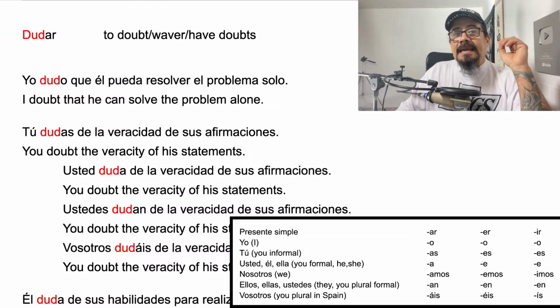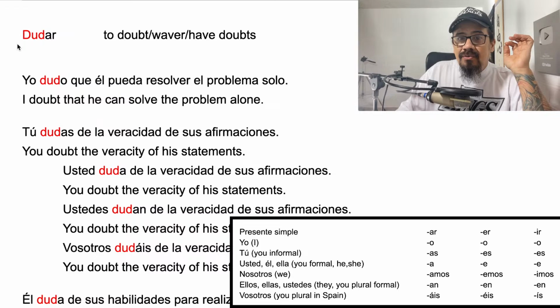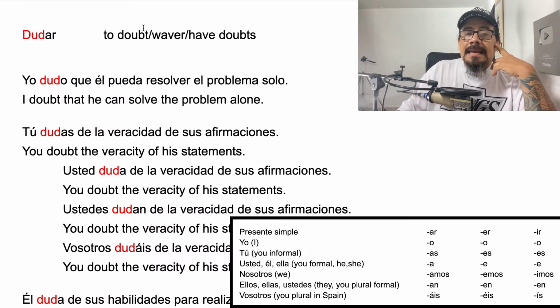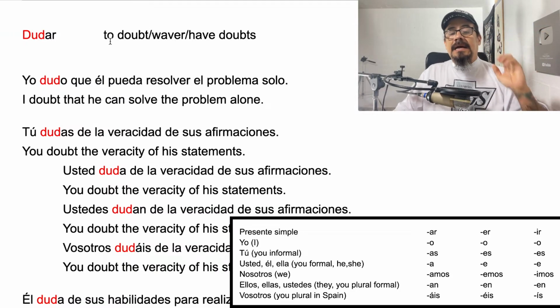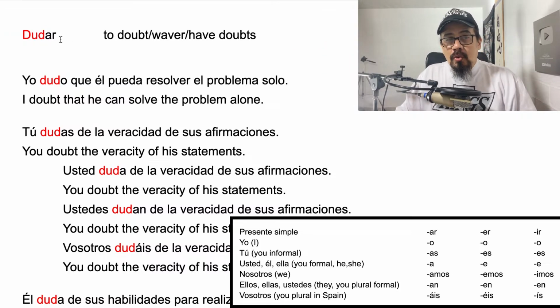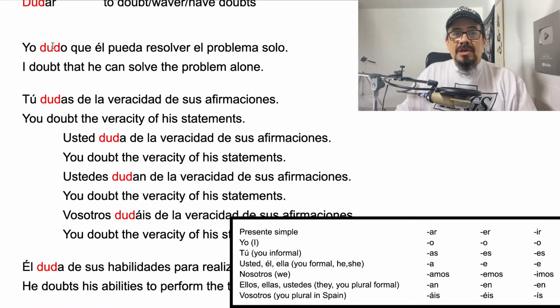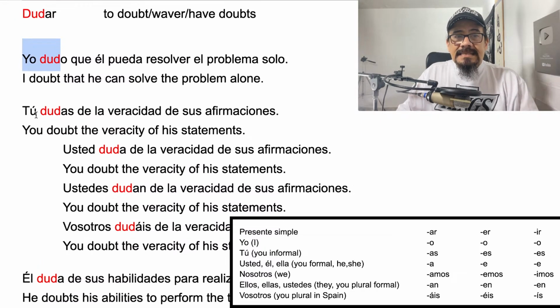Dudar is a regular verb ending in ar. The root is in red, as you can see. Dud is the root, and it means to doubt, to waver, or to have doubts. Those would be the meanings of the verb dudar in Spanish. As you can see, I'm conjugating based on the root of the verb. So, yo dudo que él pueda resolver el problema solo.